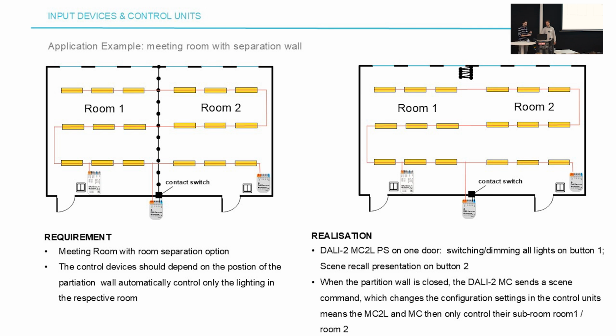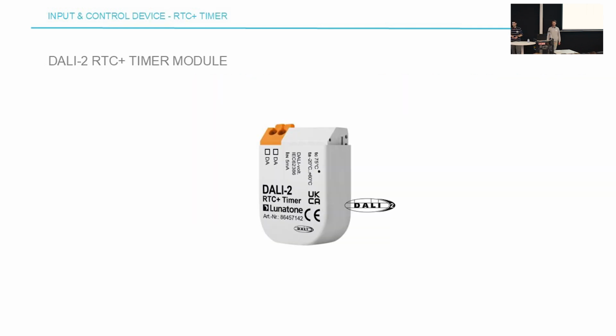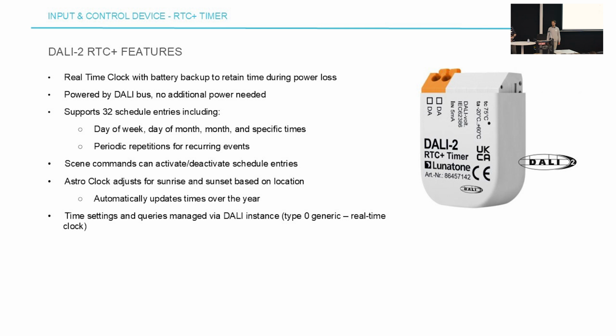So let's talk about the DALI 2 RTC Plus timer module. So the DALI 2 RTC Plus is a DALI bus powered real-time clock module with an integrated battery backup to ensure timekeeping even during power outages. It supports up to 32 individual entries in the schedule that can trigger events based on the date, like the day of the week, day of the month, or even specific times.